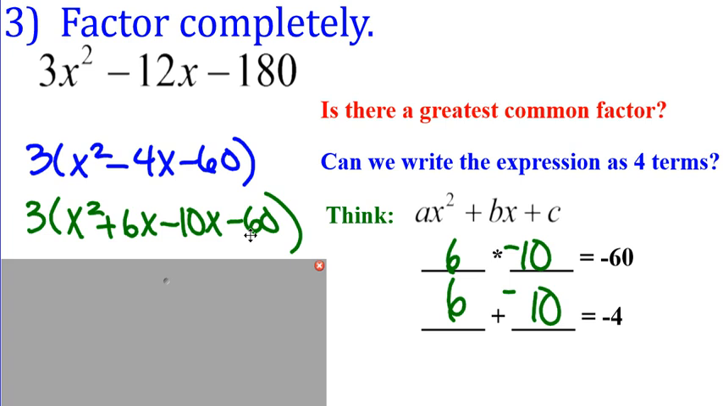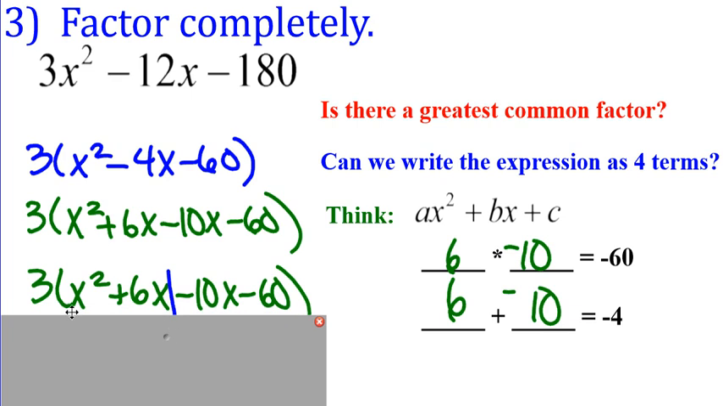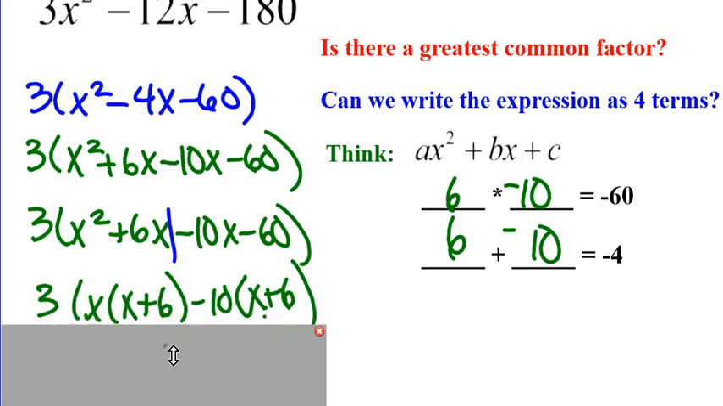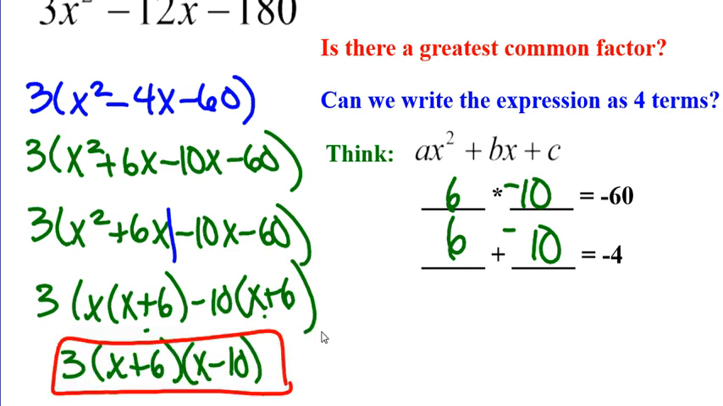Again, the goal with the 4 terms is, can we look at it in groups and divide out anything that they have in common? So the first pair, we can see they have an x in common, so we'll divide out the x, so we'll have x times x plus 6. The second pair, we can see they have a negative 10 in common, so I'll divide out the negative 10, and I would have x plus 6. And again, we want to see, are they being multiplied by the same amount? They have that common factor of x plus 6. So we could write this as 3 times x plus 6 times x minus 10.